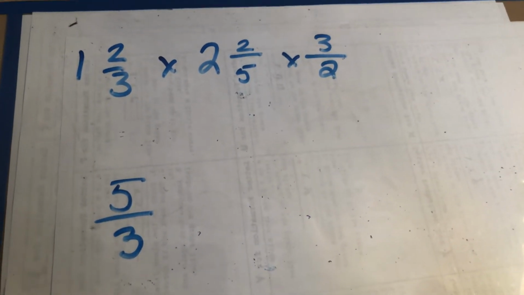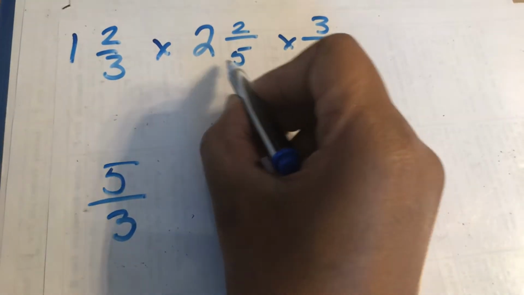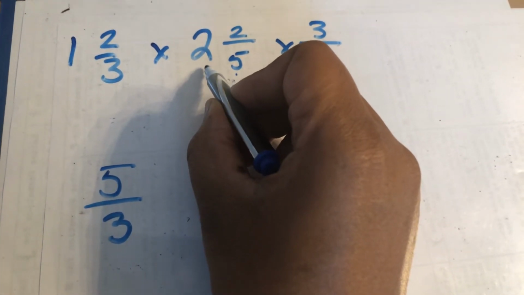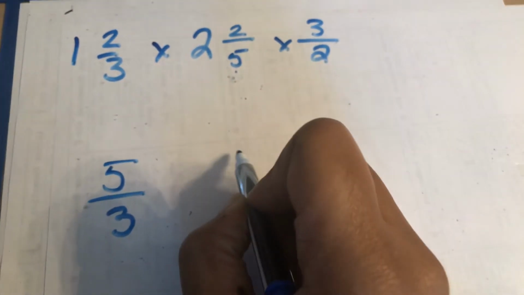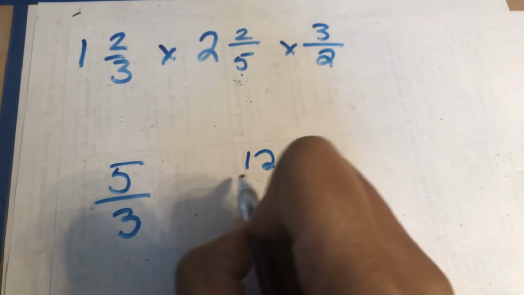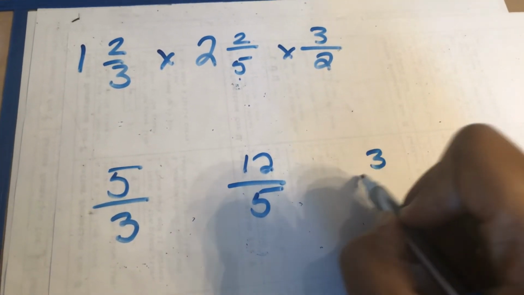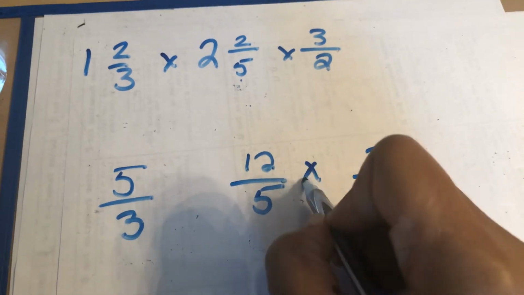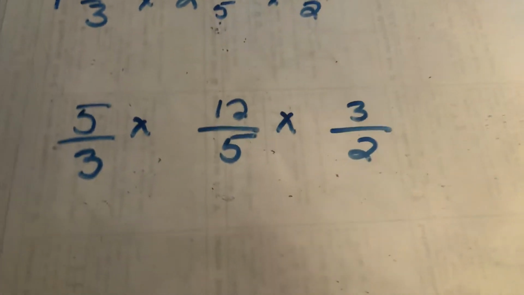Let's do that same thing for 2 and 2/5. So 5 times 2 gives us 10. 10 plus 2 will be 12. So then that will be 12 over 5. And we can keep 3 over 2. All right? So now we have all of our improper fractions.